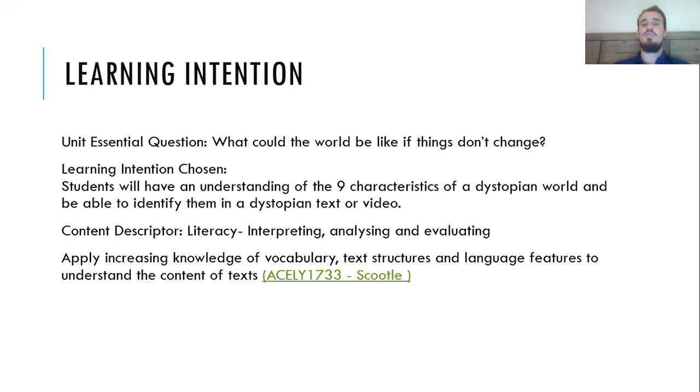The unit I was teaching was designed around dystopian worlds and dystopian fiction, and the essential question for this unit was what could the world be like if things don't change? So the learning intention that I chose was students will have an understanding of the 9 characteristics of a dystopian world and be able to identify them in a dystopian text or video. This applied to the content descriptor in the Year 8 English strand of literacy, and underneath literacy, it was interpreting, analysing and evaluating. So the chosen descriptor was apply increasing knowledge of vocabulary, text structures and language features to understand the content of text.